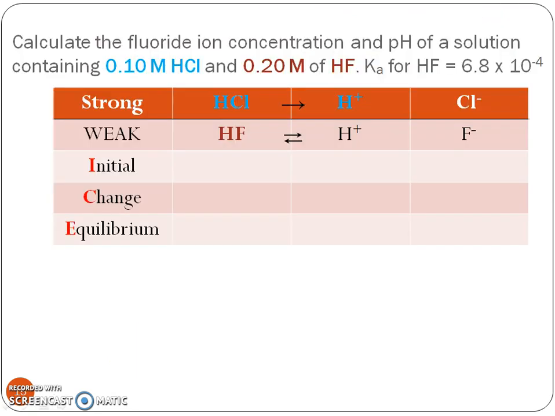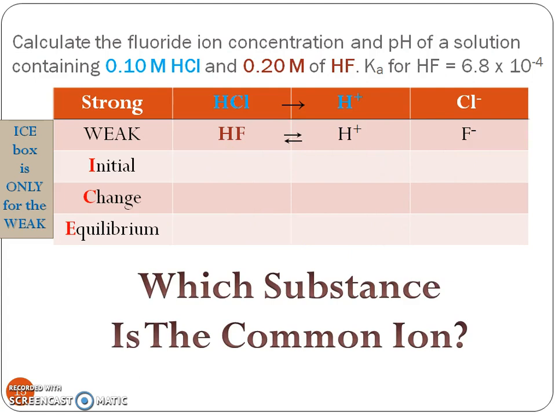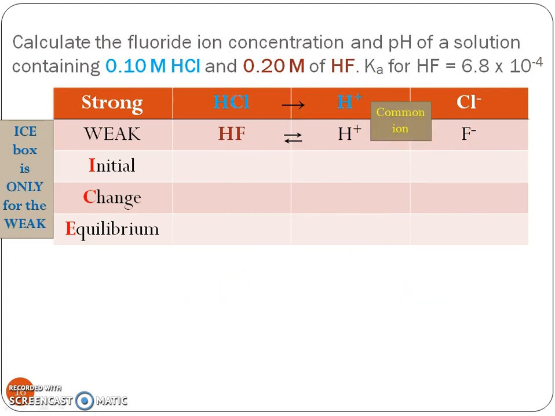So this is our icebox. One thing I want you to notice is it's still ICE. Instead of putting reaction here, we have two reactions. We got the strong reaction and the weak reaction. And notice I put the common ion, hint, hint, hint, together. We also want to remember that this icebox really is only for the weak guy. So what substance is the common ion? I already answered that, so I'm going to put common ion there just as a reminder.